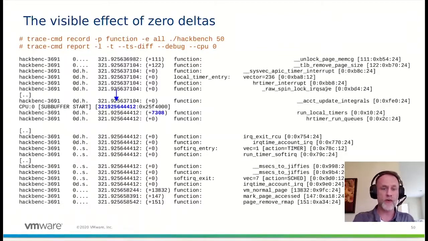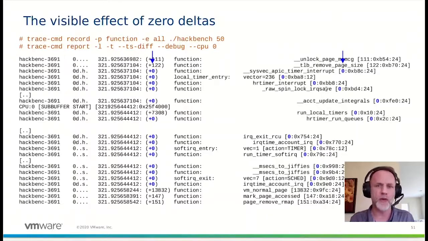So we see zeros all the way up for 7 microseconds, and we lose all that space. So that's all these zeros, and we don't know actually when the event happens. According to the trace, they're instantaneous, but we know that's not really true.